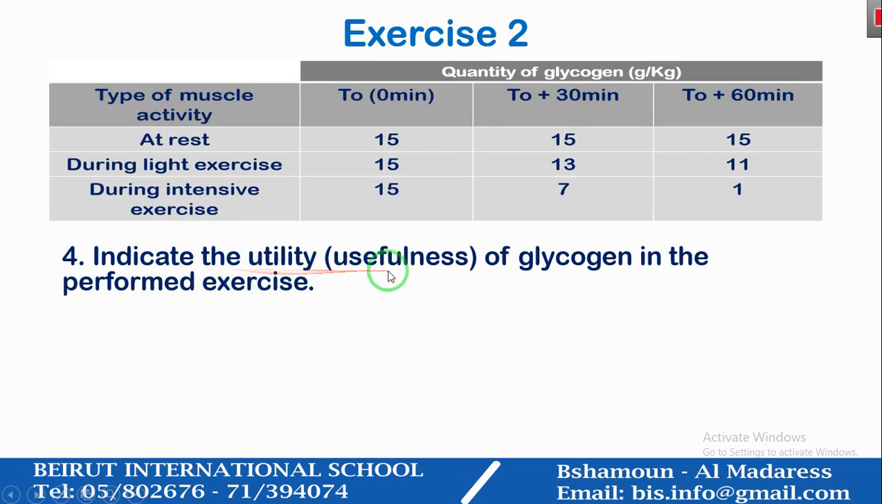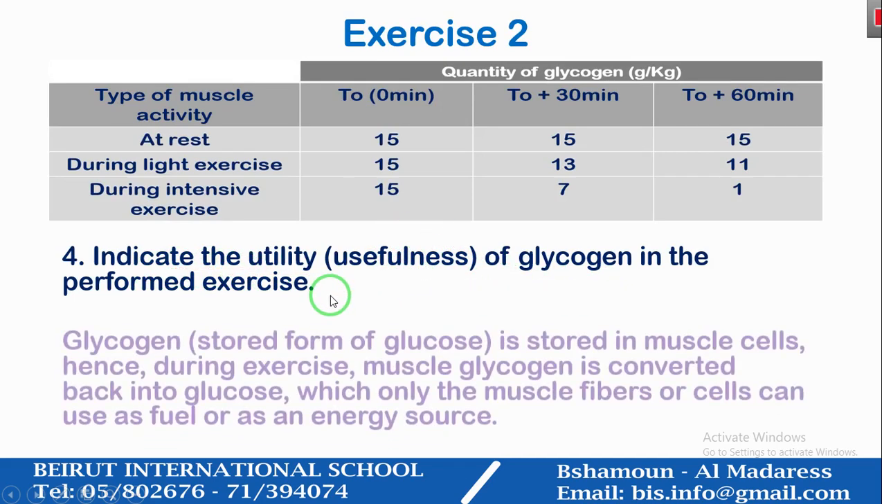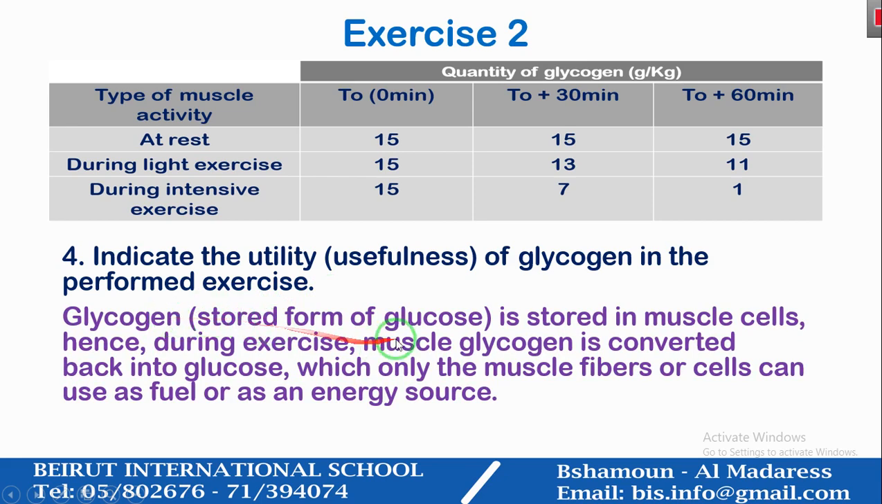Number 4, indicate the utility or the usefulness of glycogen in the performed exercise. So glycogen is the stored form of glucose, and we store it in our muscle cells. So during exercise, muscle glycogen is converted back into glucose because we need the glucose for energy, which muscle fibers can use as a fuel in order to keep performing.